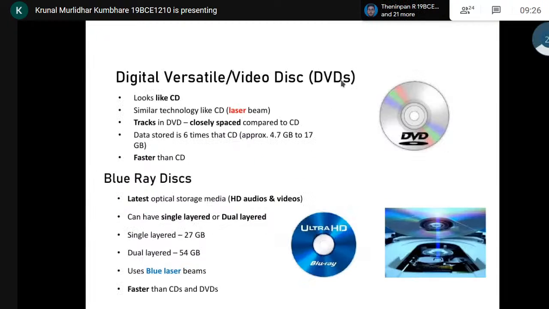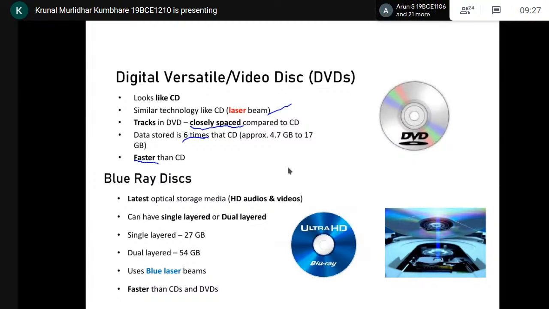So now let's look at the DVD, that is the digital versatile disk or the digital video disk. From the structure itself, you can very well see that it looks almost similar to the CD. Here we use the same technology as used in CD, that is the laser beam technology. But here the tracks in the DVDs are much more closely spaced as compared to CD, and the data stored here is almost 6 times that of CD. So the data is approximately 4.7 GB to 17 GB. Here also the access speed to the data stored in the DVDs is much faster than the CD.